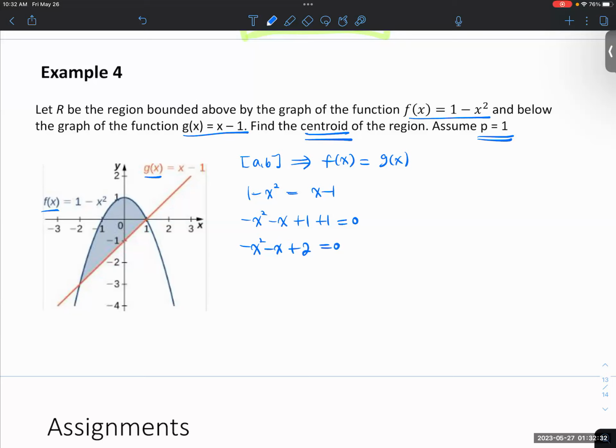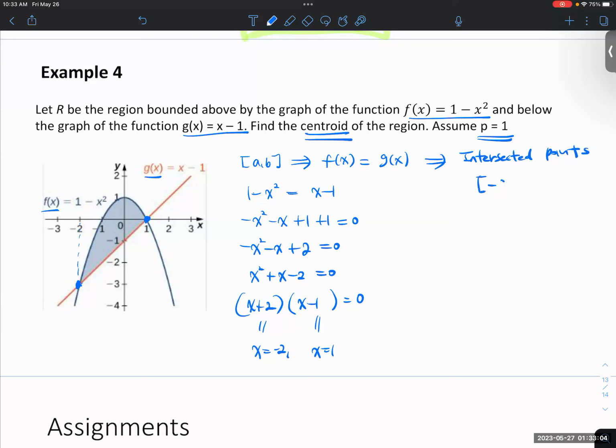I'm going to divide by negative everywhere. So x squared plus x minus 2 equals 0. Now you can find the binomial factors, x plus 2 and x minus 1, which means x equals negative 2, x equals 1. So this is negative 2, this is 1. We found the intersection points, which are negative 2 to 1 on the x-axis.